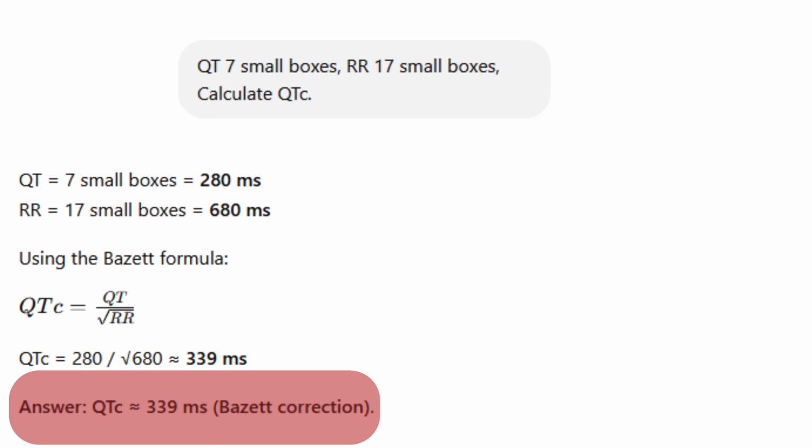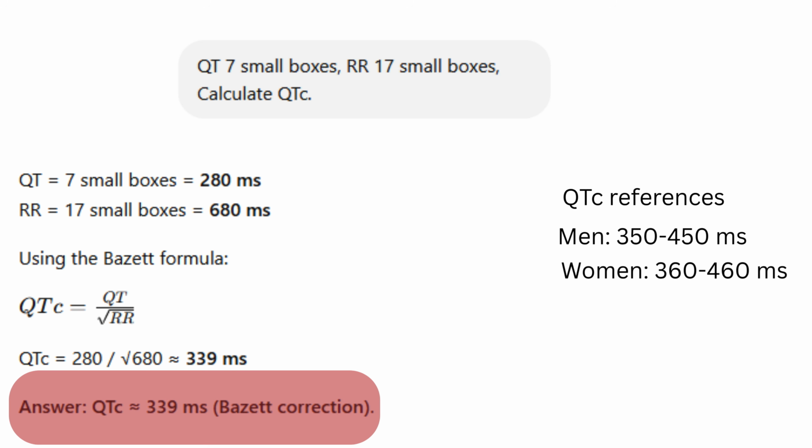In general, the normal QTc range is approximately 350 to 450 milliseconds in men and 360 to 460 milliseconds in women, although slight variations may exist between references. Since our patient's QTc is 339 milliseconds, it falls below the normal range, indicating a shortened QT interval.